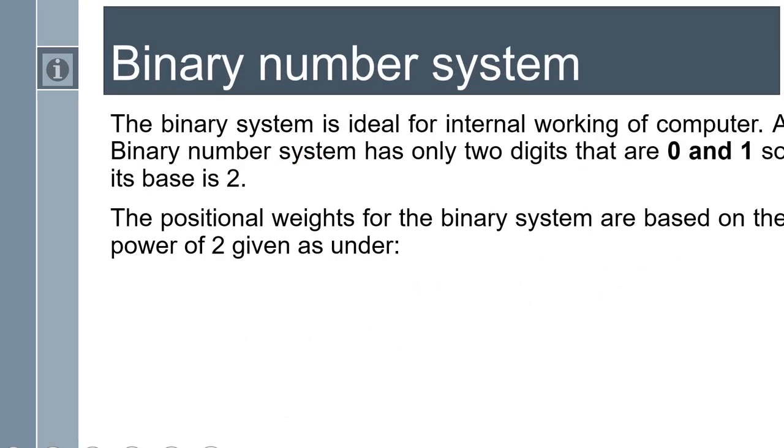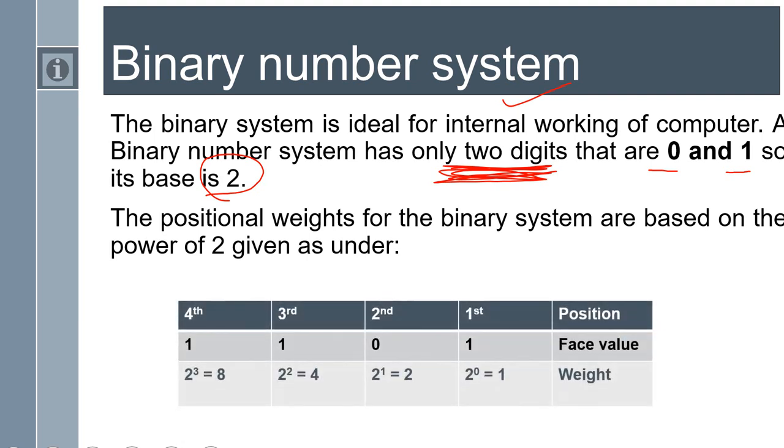Now the binary number system. The binary number system is ideal for the internal working of a computer. A binary number system has only two digits because a computer has two fingers, so these digits are 0 and 1. So its base is 2. The positional weights for the binary system are based on the power of 2, because its base is 2.